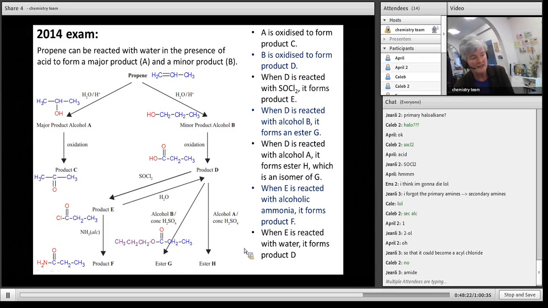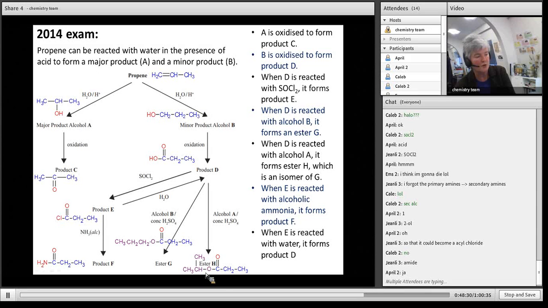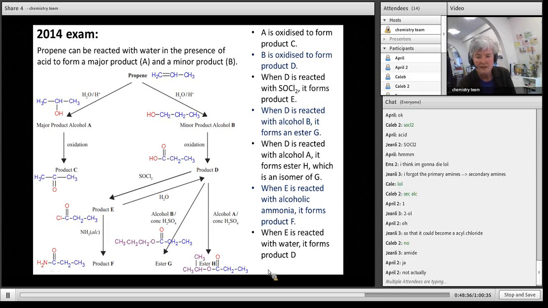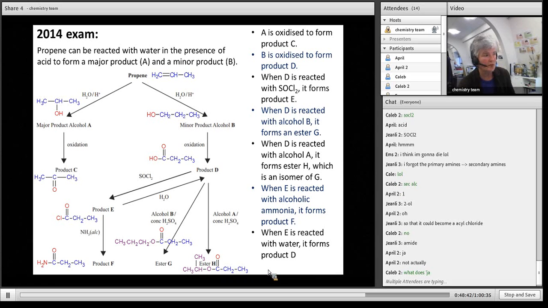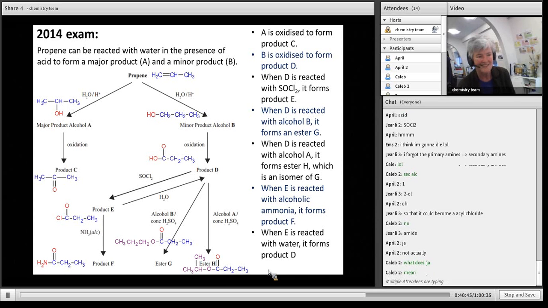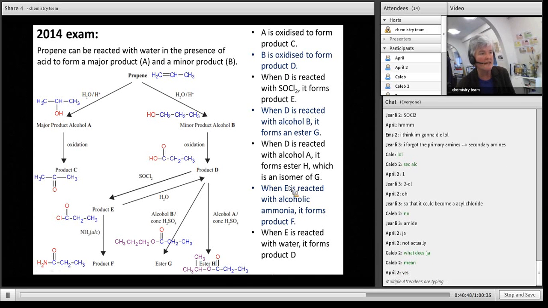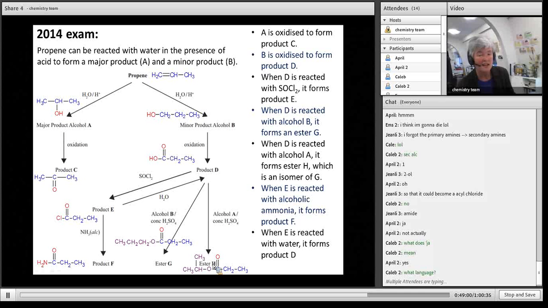To make the other ester, I react it with the secondary alcohol. Can you see there was product D, and now there is product A that's added on? Not too bad. You always get given some sort of scheme, but you are given tips. Here they didn't give many tests, but they did say it was an isomer, so you knew that these two had to be the same thing. And you're told minor product, major product.